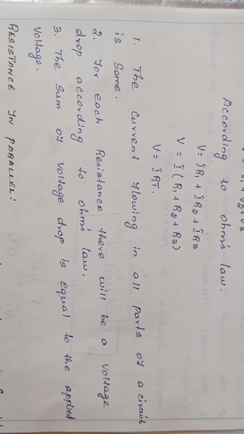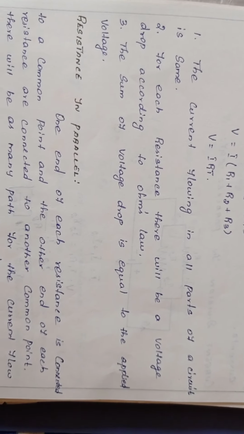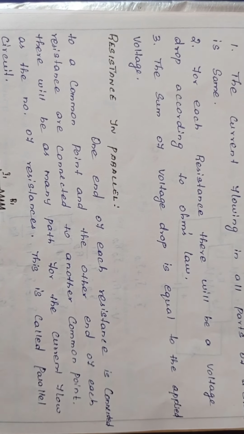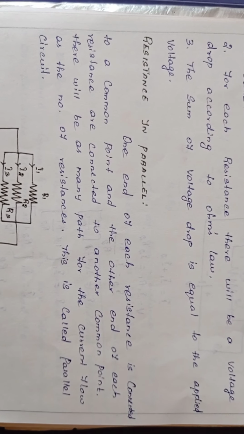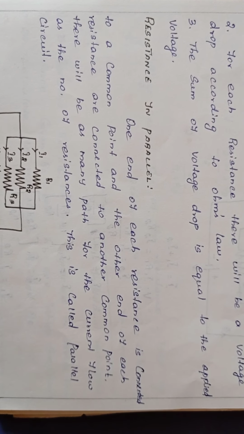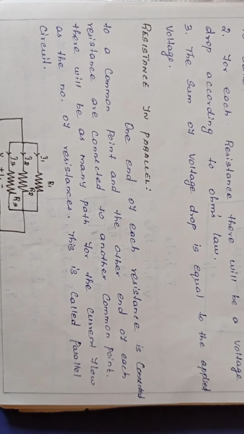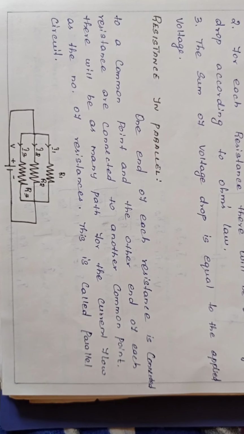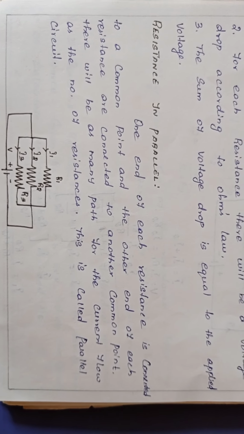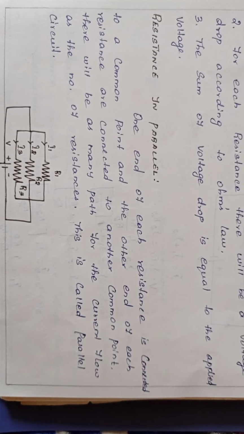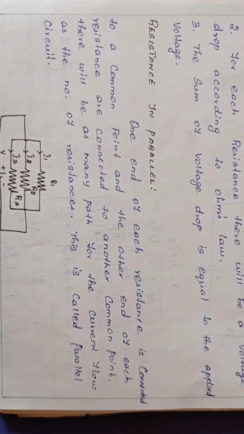Now we will discuss resistance in parallel. What is meant by a resistance in a parallel circuit? If one end of each resistance is connected to a common point and the other end of each resistance is connected to another common point, there will be as many paths for the current flow as the number of resistances. This is called a parallel circuit.